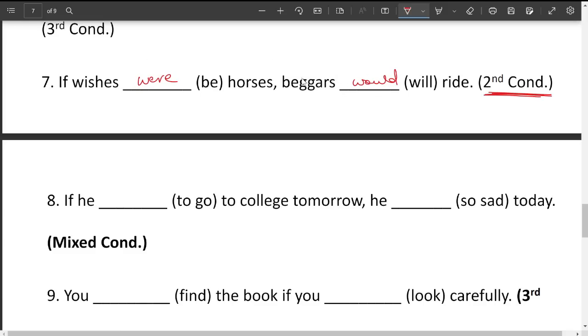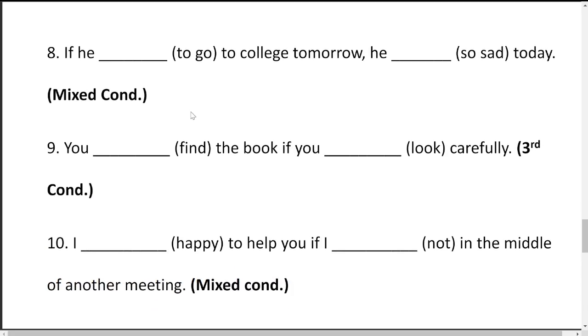Beggars would make use of this wishes. That is the meaning. Next one. If he dash to college tomorrow, he dash today. This is mixed condition. Mixed condition, as I told you in the beginning, we have to go with the had plus V3.